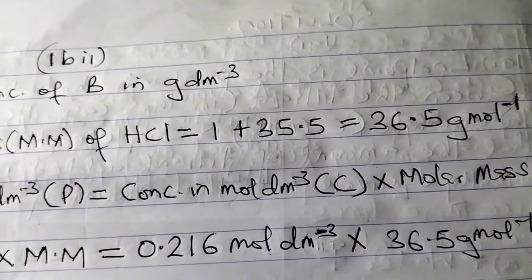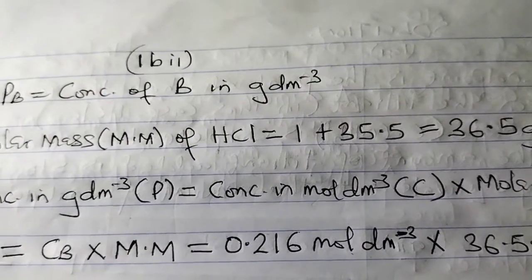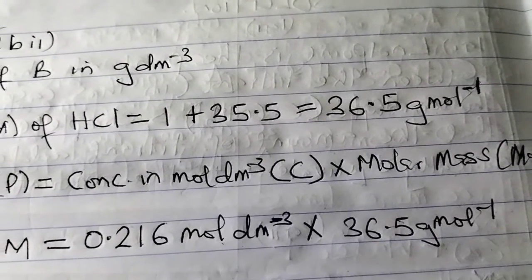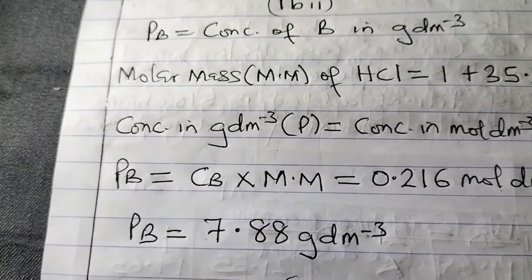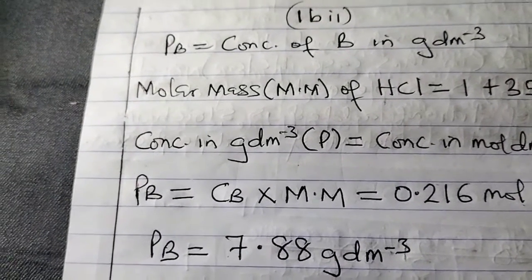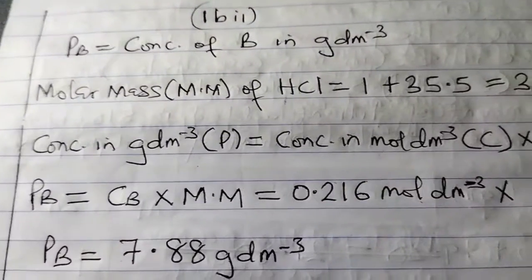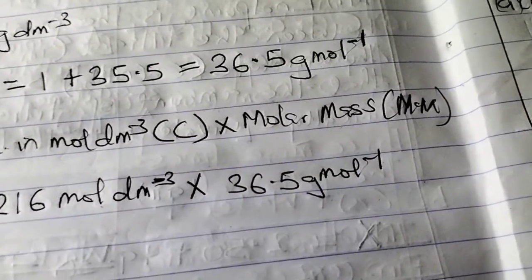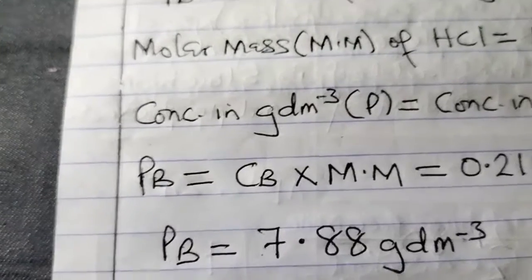The atomic mass of chlorine is 35.5, not 35. So you add, and you have 36.5 gram per mole as the molecular mass of HCl. Then we'll now find the concentration in gram per dm cube. The formula for getting this from the concentration in mole per dm cube is C times molar mass. So we now have it as the concentration in gram per dm cube.